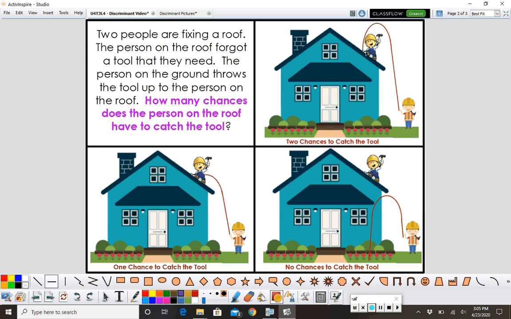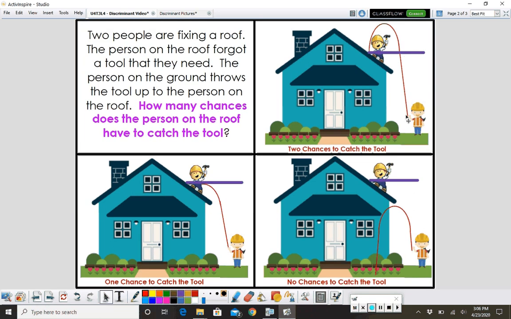This is where the person's hand is. We're going to think about that as being our x-axis. Okay, so if we look at this, I missed it a little bit there. Let me try again. We'll start right at his hand. So imagine that line is your x-axis. If you look at this picture up here, we can see that he has two chances to catch that tool. He could catch it on the way up or on the way down.